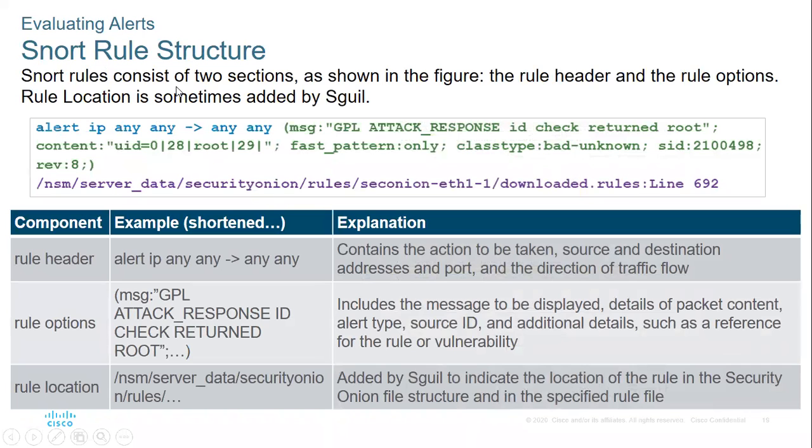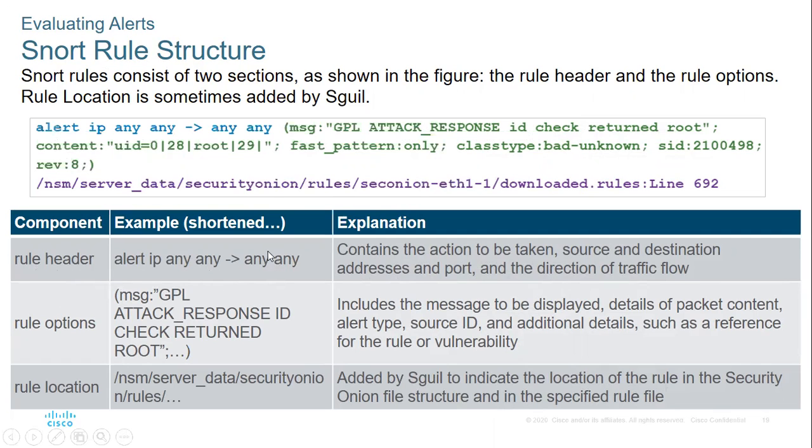So what we have here is the Snort rule structure. The Snort rule structure has mainly two sections: the rule header and the rule option. Okay, so this is the rule. So we have the rule header. So this is an example of the rule header here.